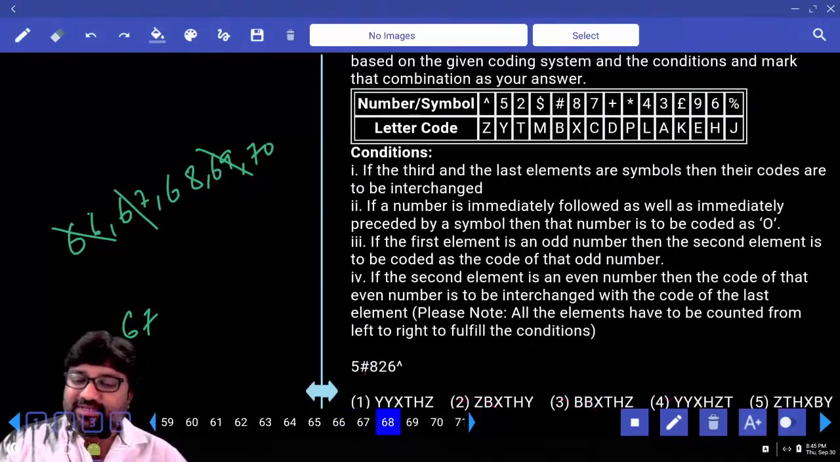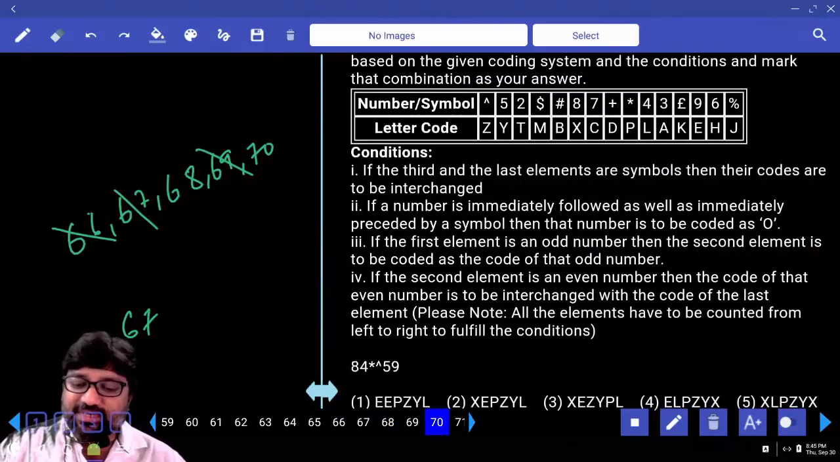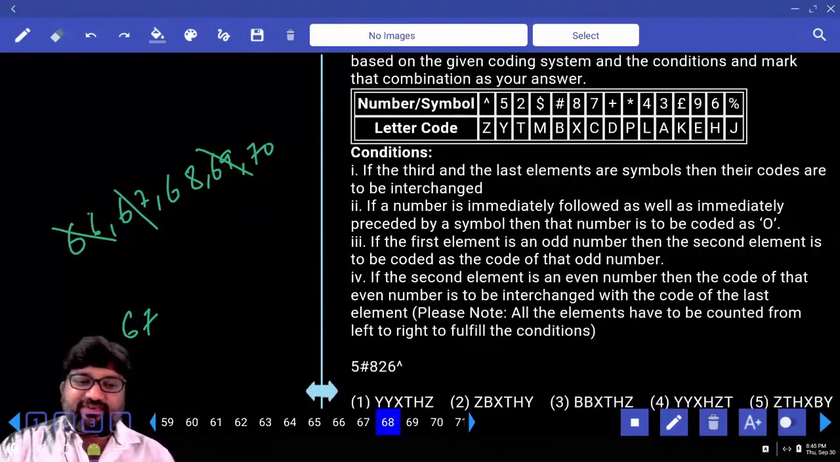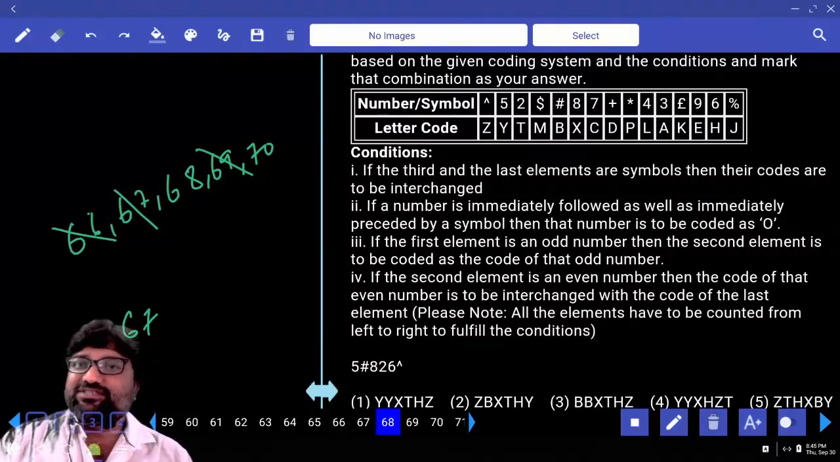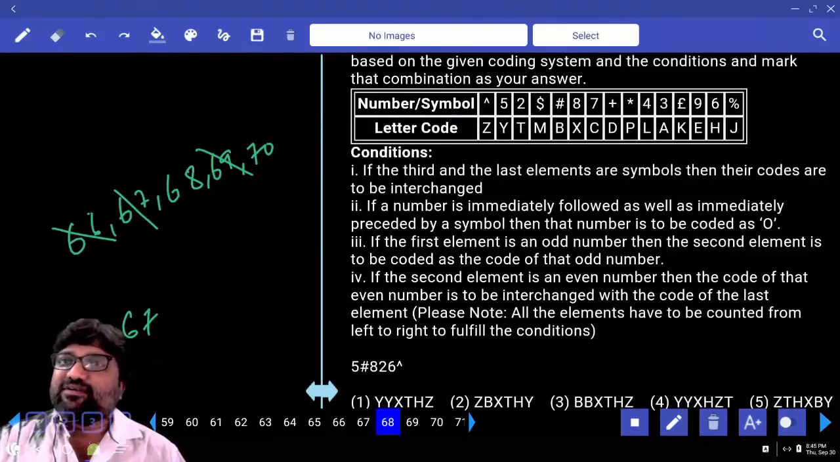68, number immediately preceded and followed by a symbol, no. 70, number immediately preceded and followed by a symbol, no. So now 68, we will go for the third rule. What is the third rule? If the first element is an odd number, the second element is to be coded as the code for that odd number. So the first element is an odd number. Yes, 5 is an odd number. The second element is hash. It should be coded as the code for 5.